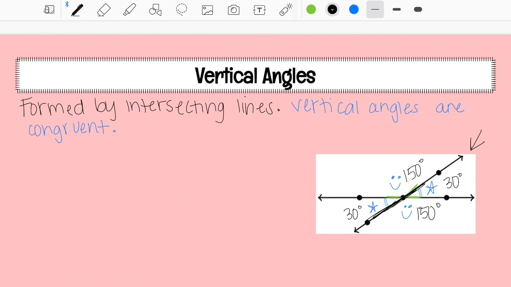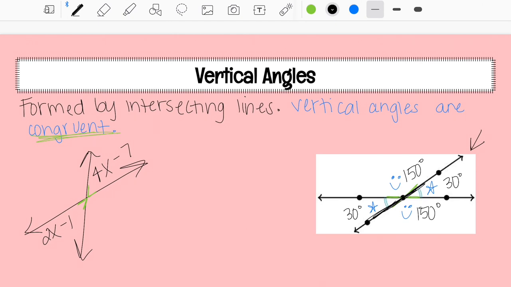Well, since smiley face and the other smiley face are also vertical angles, this will also be 150 degrees. And what this would look like for you guys is you would have a pair of intersecting lines, and you would be given that 2x minus 1 would equal 4x minus 7. Because these two expressions are formed by vertical angles, I know that they have to be congruent, which means their angle measure has to be exactly the same.